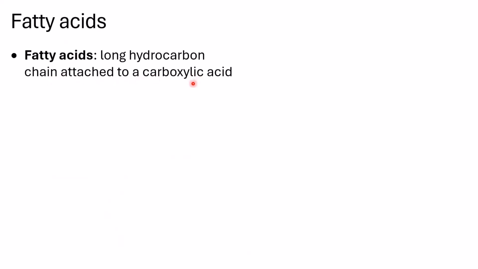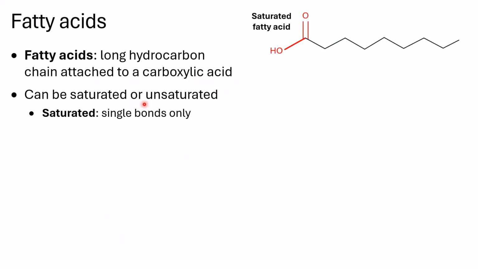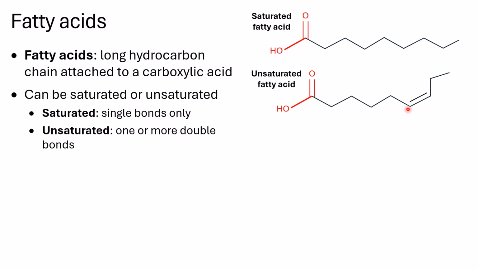Fatty acids are long hydrocarbon chains that are attached to a single carboxylic acid. They can be saturated, which means that they only contain single bonds in the hydrocarbon chain, or unsaturated, which means that they contain one or more double bonds in the hydrocarbon chain. In both of these images, the red represents the carboxylic acid group, and the black represents the hydrocarbon chain. For those of you who may be unfamiliar with this, hydrocarbon chains are often depicted as lines going up and down, with each point representing a carbon. Individual hydrogens are usually not drawn in.